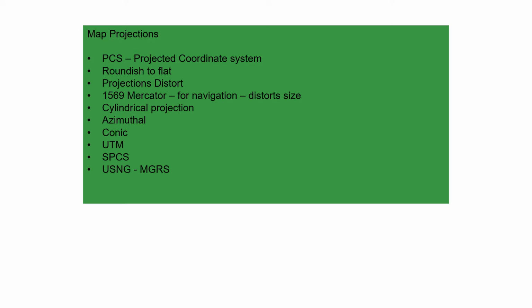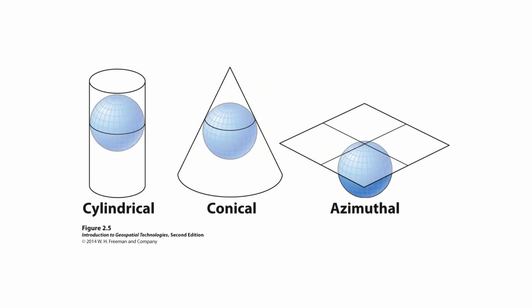There are other types of projections: azimuthal, which are flat planar projections, and conic projections, cone-shaped. All these different things go together to tell us more about things like the Universal Transverse Mercator system or the State Plane Coordinate System. We're not going to really put any questions on the exam about the U.S. National Grid or the Military Grid Reference System. So, cylindrical, conical, and azimuthal. These are the different types of basic underlying ways in which we would develop a projected coordinate system.